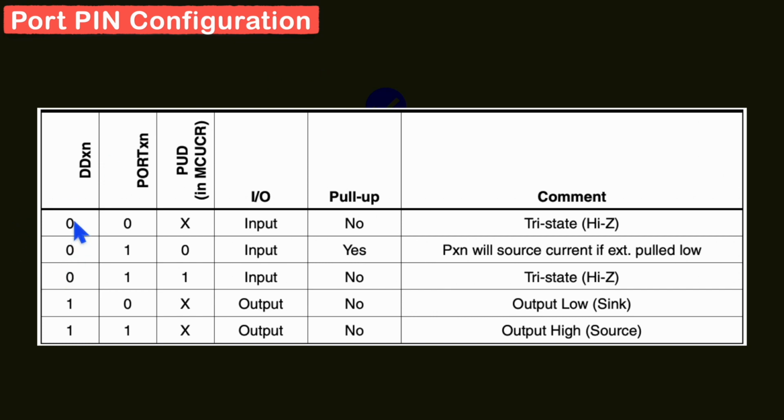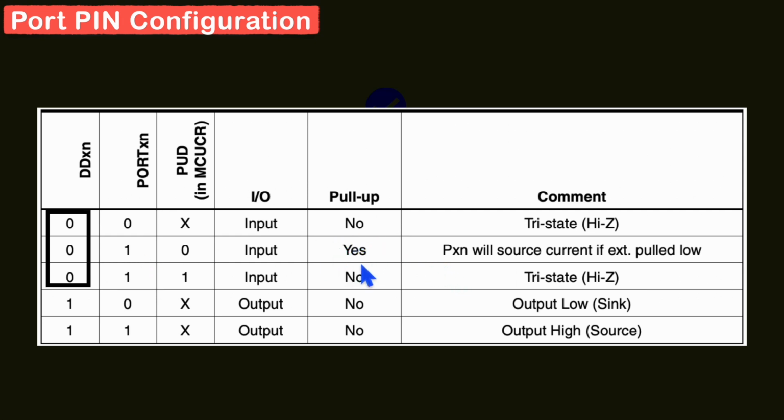So with the help of DDxn, you are basically selecting the pin as input, and if you are writing 1, then you are making that pin an output. And if you are selecting 0 for port xn and this is input, then you are not selecting the pull-up register. So this will be in tri-state or high impedance state. And if you are enabling this bit here, that means you are selecting the pull-up register. So your pull-up register will be selected.